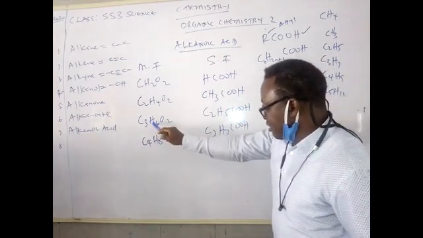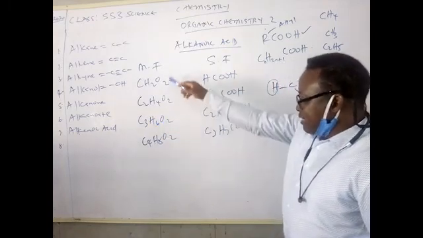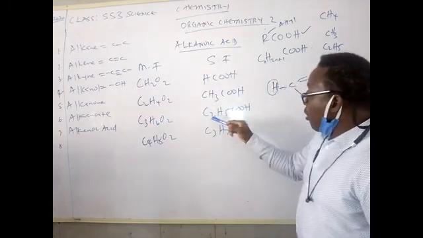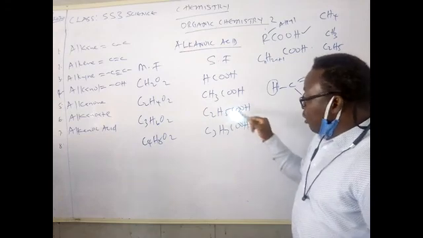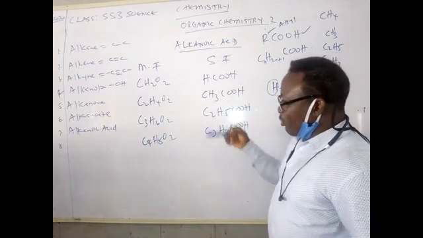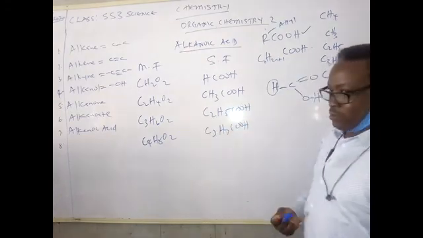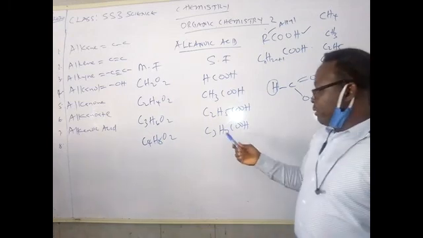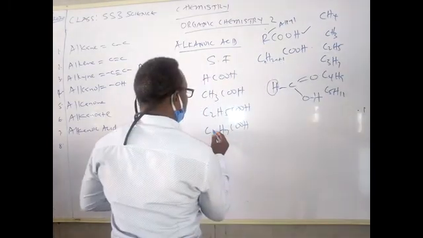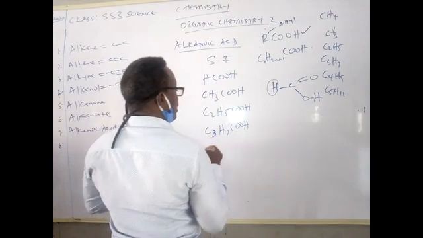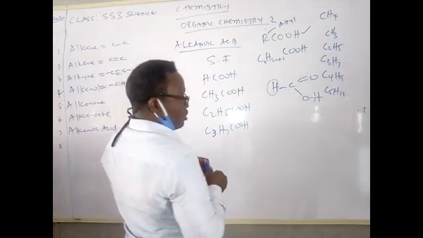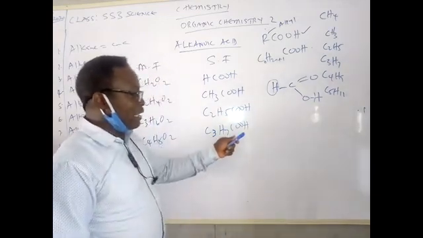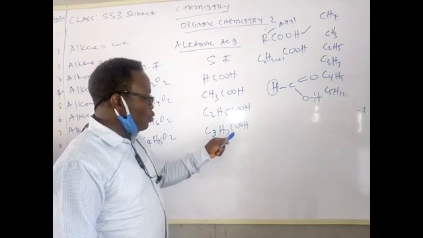So you have C3H6O2 as the molecular formula. When you count, how many carbon atoms all together? 3. Propanoic acid, because it has 3 carbon atoms. Coming here, you have C3H7COOH. How many carbon atoms do you have all together here? This is 4. 3 plus 1 makes 4.